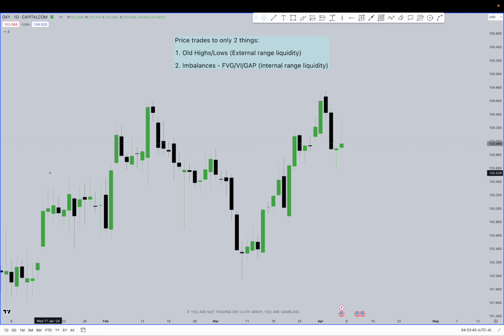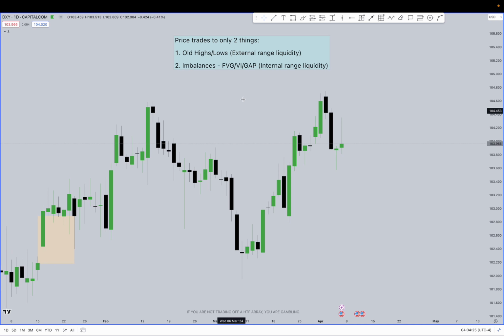So I'm going to look at DXY from the last 3 months, and our rules are simple. Price trades from internal range liquidity to external or vice versa. So what do we see right here? We have a volume balance, but we're going to focus on fair value gaps. So we have a fair value gap here. If you're not sure what a fair value gap is, I will link the video in the top right corner. Fair value gap, internal range liquidity. And we are in an upside.